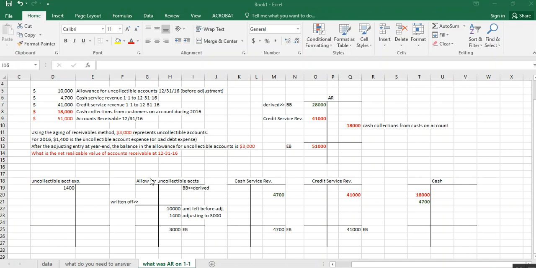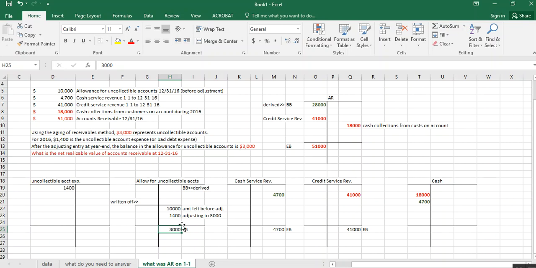Okay, I put back two accounts here: the allowance for uncollectible accounts and uncollectible accounts expense. What I want to show you here is how everything relates to everything. So for example, before adjustment, we had a balance of $10,000 in the allowance for uncollectible accounts. Remember, allowance is a contra account, so it has a natural credit balance. So we were sitting with $10,000 in that account, and then an adjustment was made. We know the adjustment that was made got us up to $3,000.